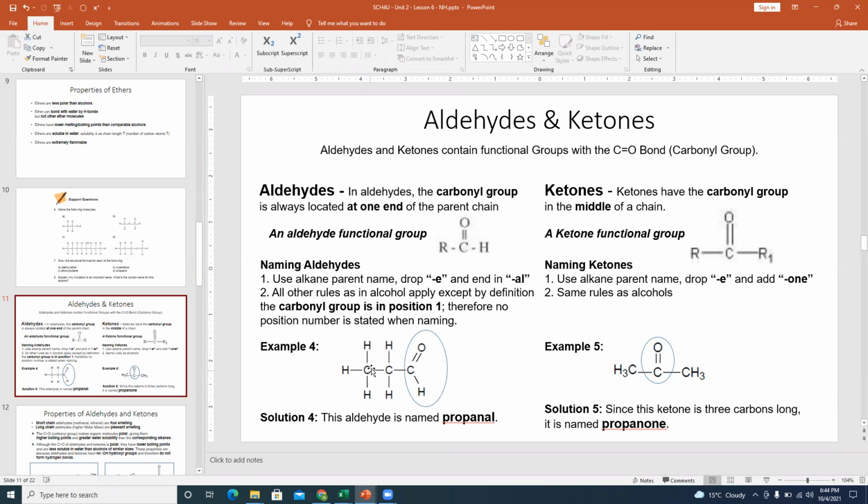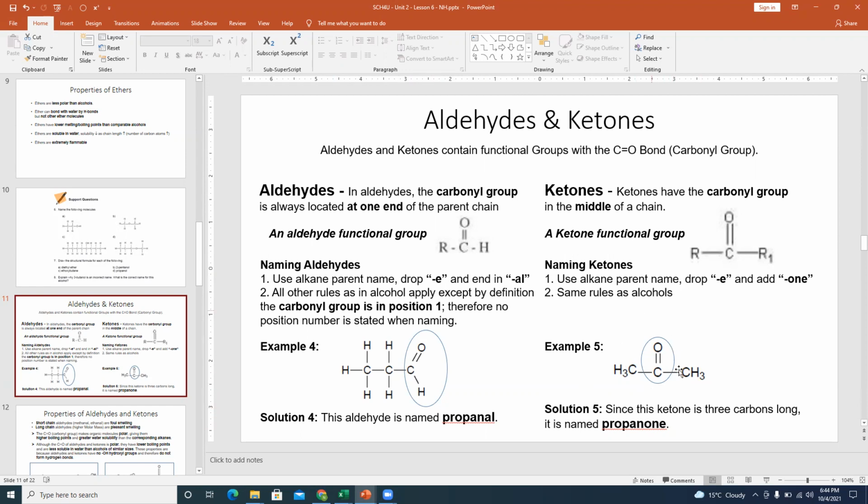In this case, we have 1, 2, 3 carbons, so we know we have the prefix prop. This is a propane kind of molecule, but we drop the E and put the -al to name it as an aldehyde. So this is a propanal, okay?